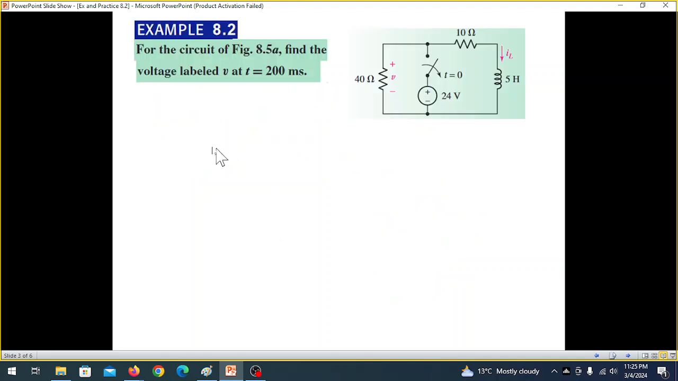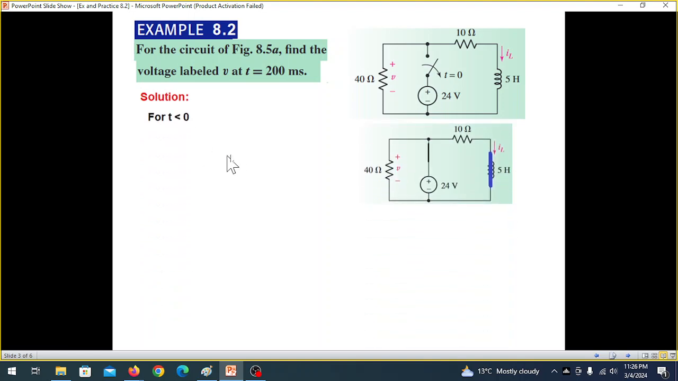So let's see that. For the circuit, find the voltage level v at t is equal to 200 millisecond. Now this is the figure. First of all, we'll consider the circuit for t less than 0. For t less than 0, that means this switch is closed. This is opening at t is equal to 0.